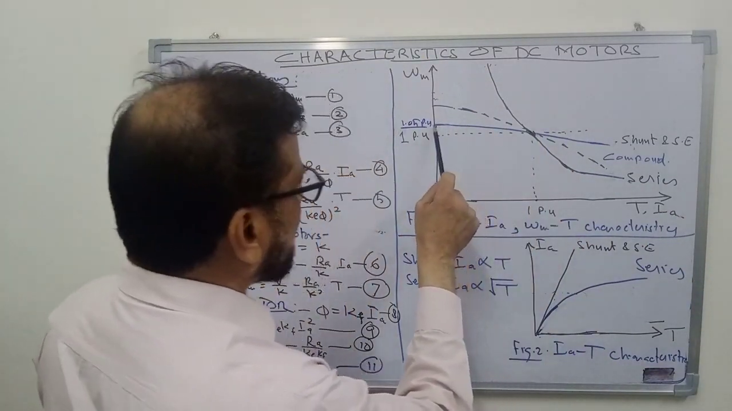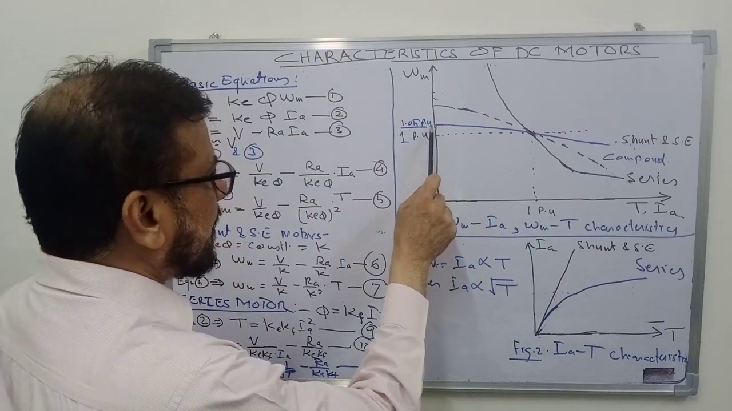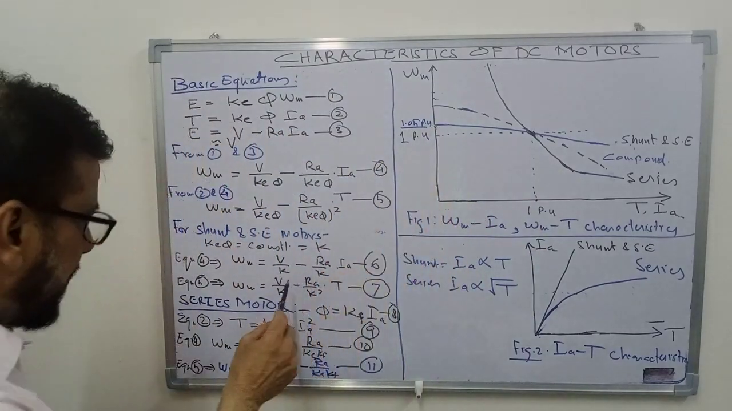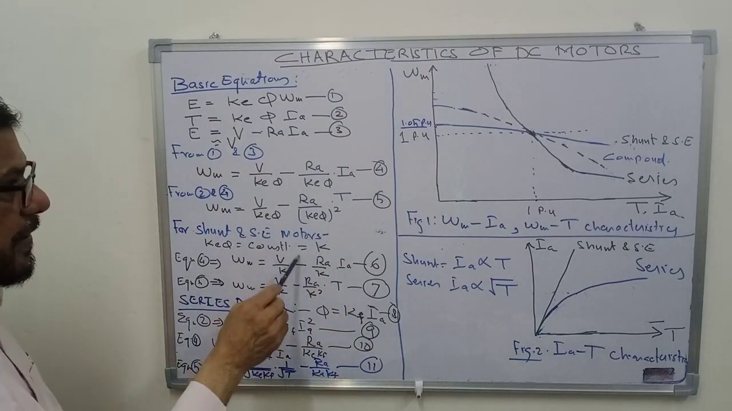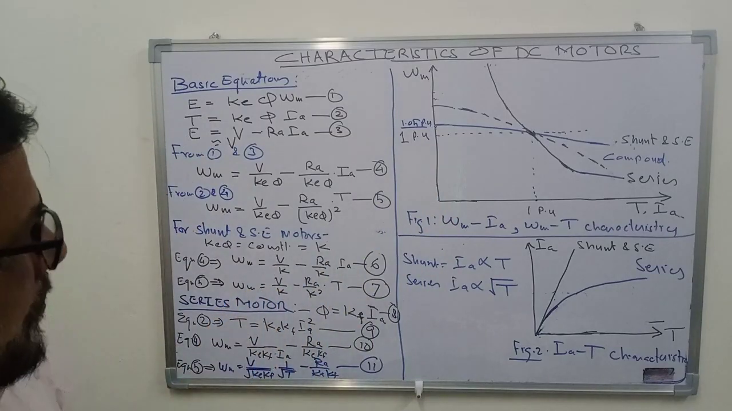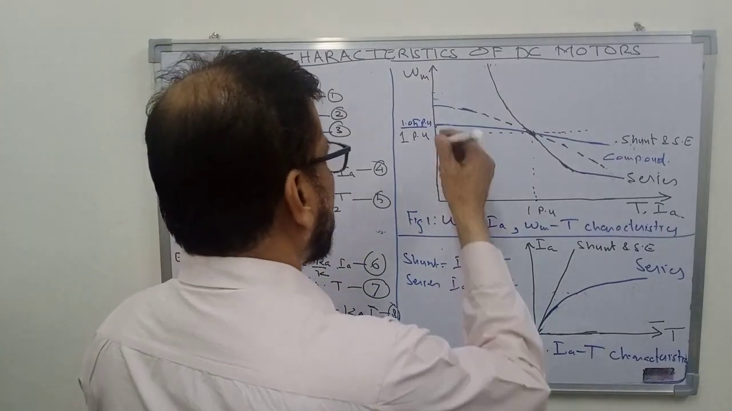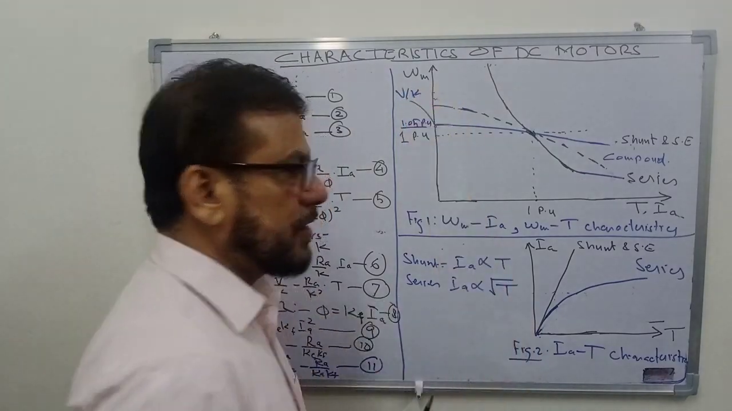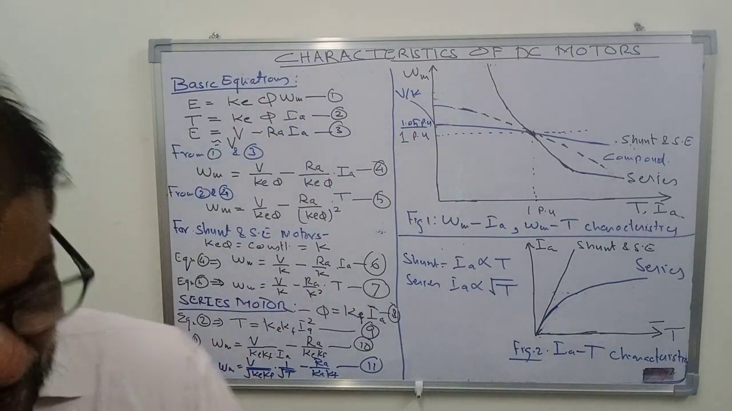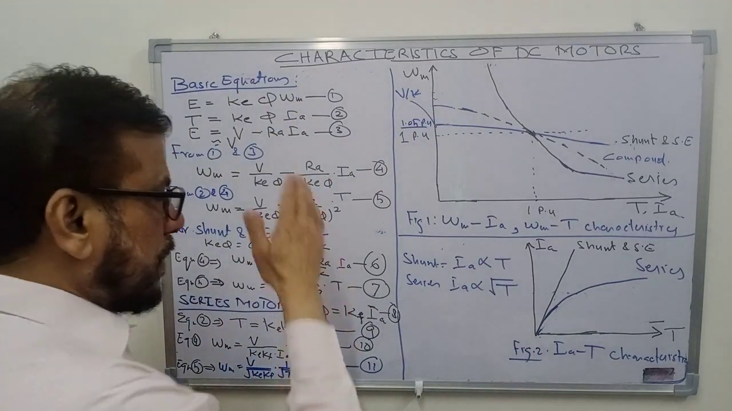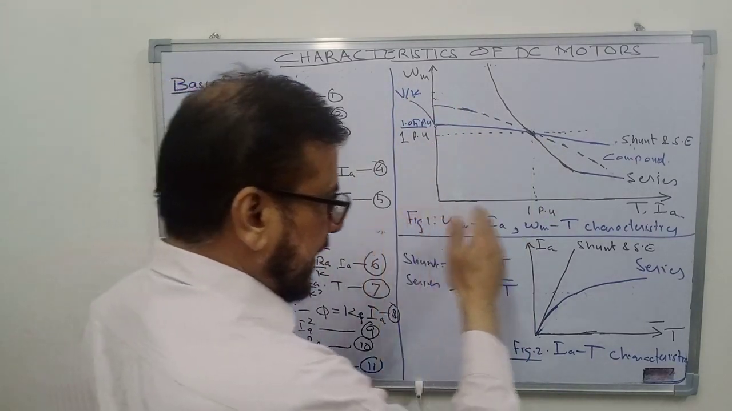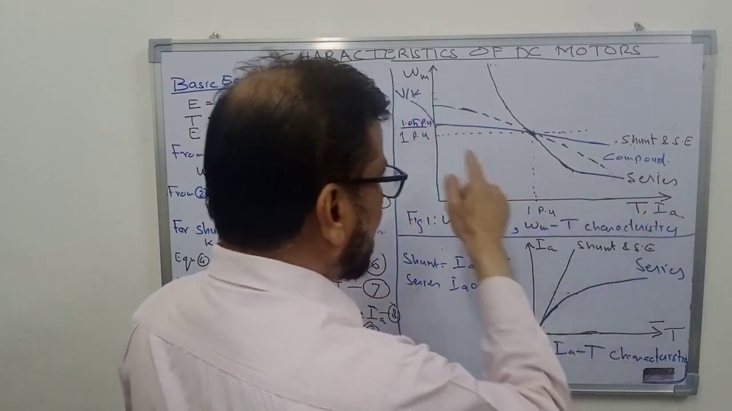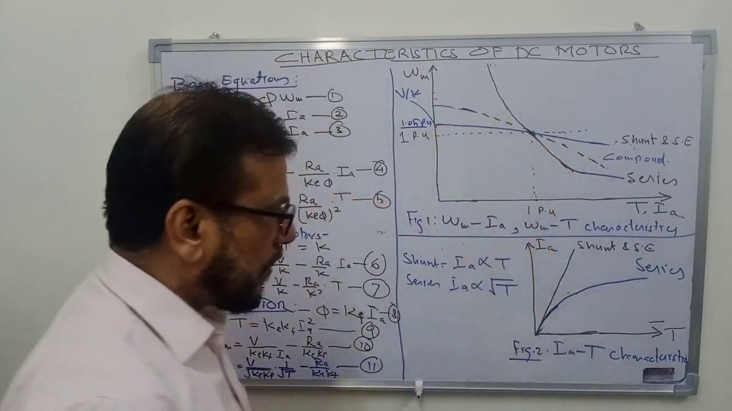This point is the no load speed. When the current is 0, this is the speed, which is actually equal to V upon K. This point here will be simply V upon K. That is the no load speed of the motor. As the motor is loaded, the current increases, the torque increases, and the speed will drop.